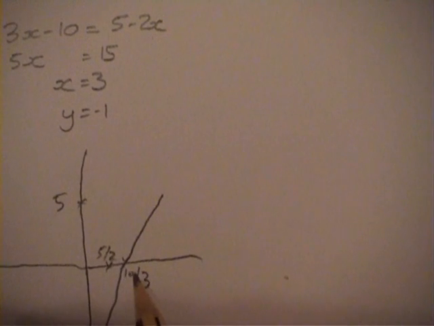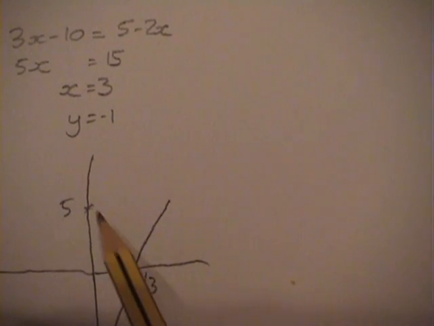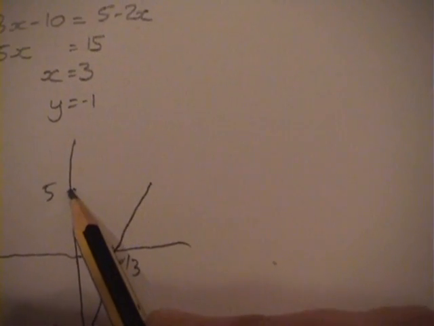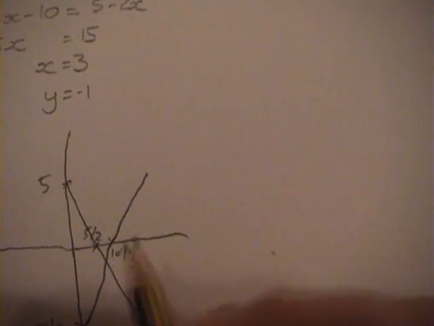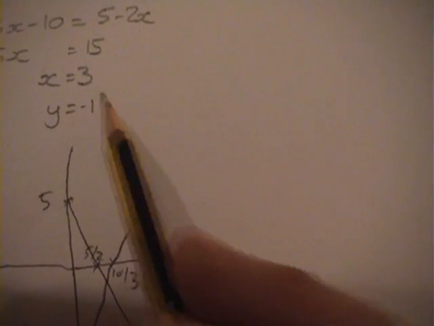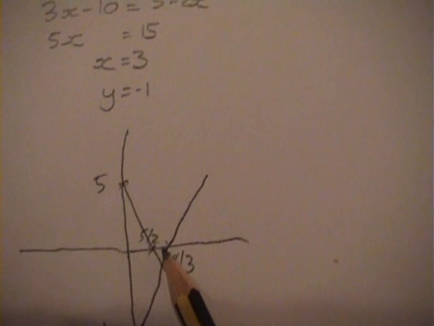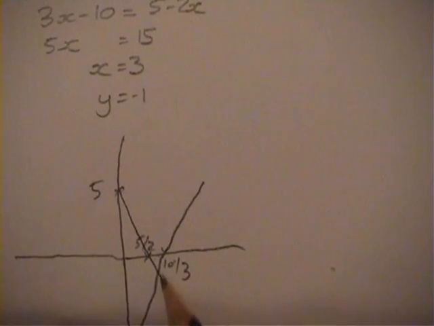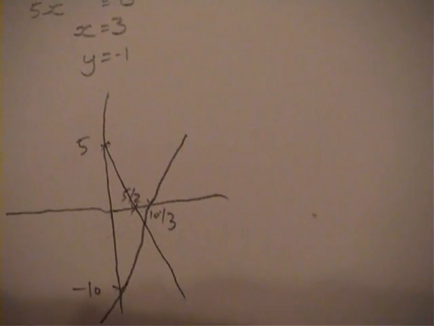So 2.5 is lower than 3 1/3. So if we go all the way down here, they're crossing here at 3, minus 1. Looks about right, doesn't it? 3 is between those two, minus 1, they're crossing below the axis.